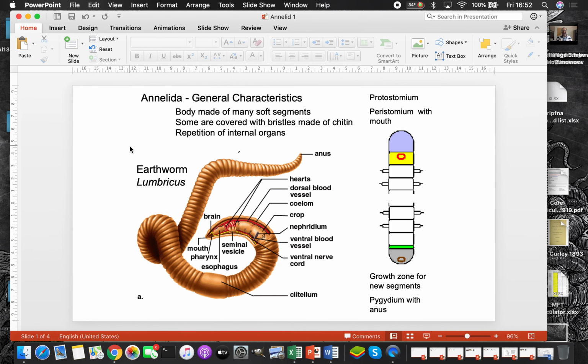So here are annelids, and this is an earthworm, and that would be one example of an annelid. Lumbricus is the name of the genus of earthworms. And on the inside, these guys are going to have reduplicated organs. So they'll have like 5 little tiny miniature hearts all there in a row at the beginning.